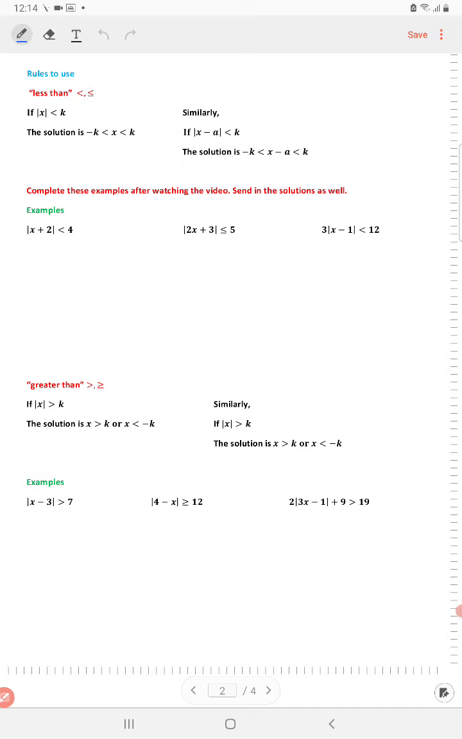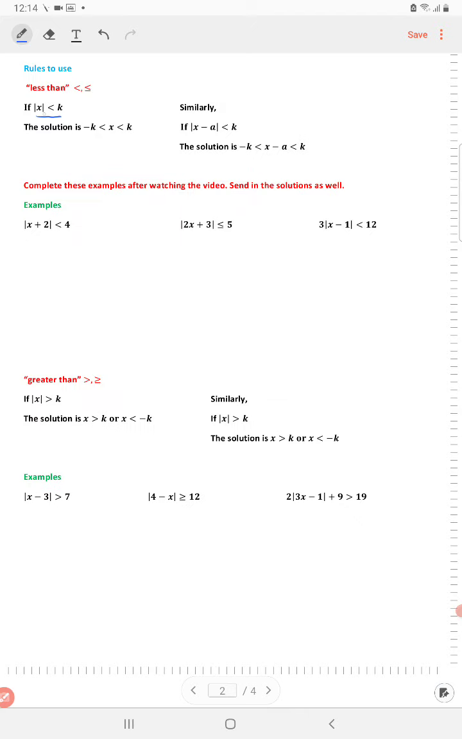These are 2 rules that you can use that are based on the previous discussion. If absolute x is less than k, k is some value, the solution will be minus k less than x less than k. Similarly, if you had a number a, note how x minus a is written in the middle, and k becomes negative k on this side and k on this side, and that will give you the solution. So let's look at some examples using the rule.